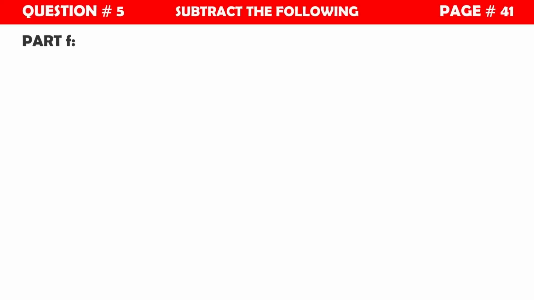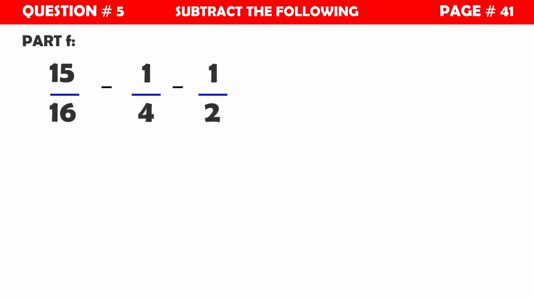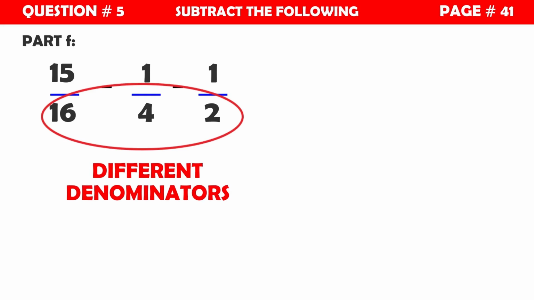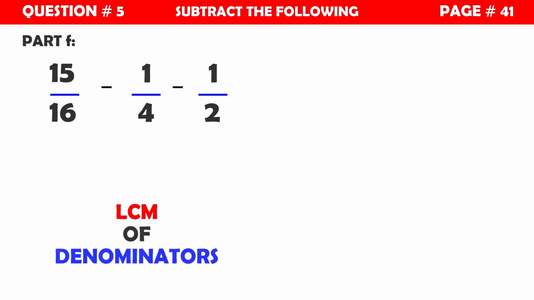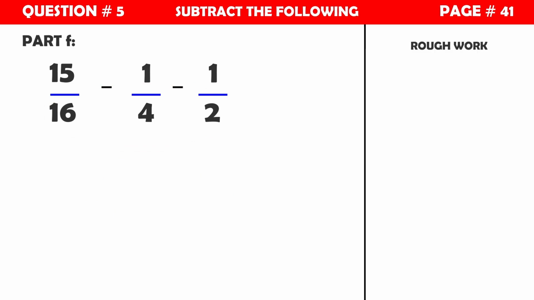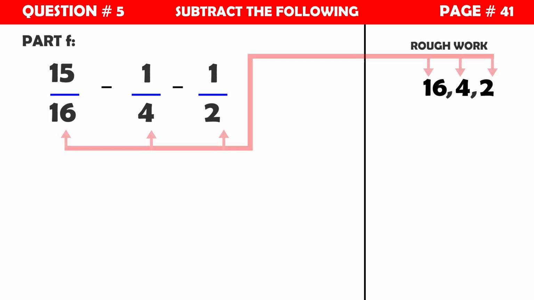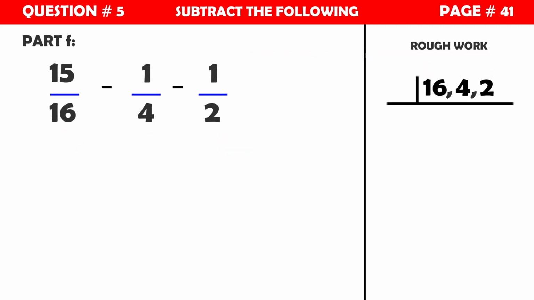So part F is 15 over 16 minus 1 over 4 minus 1 over 2. Students, can you tell me the type of fractions? Yes, they are unlike fractions because the denominators are different. So in order to subtract these unlike fractions, we need to find a common denominator. Step number 1 is to find the LCM of 16, 4 and 2. So write down 16, 4 and 2 in the rough work and find their LCM. We have to check if these three numbers are divisible by the lowest prime number or not.